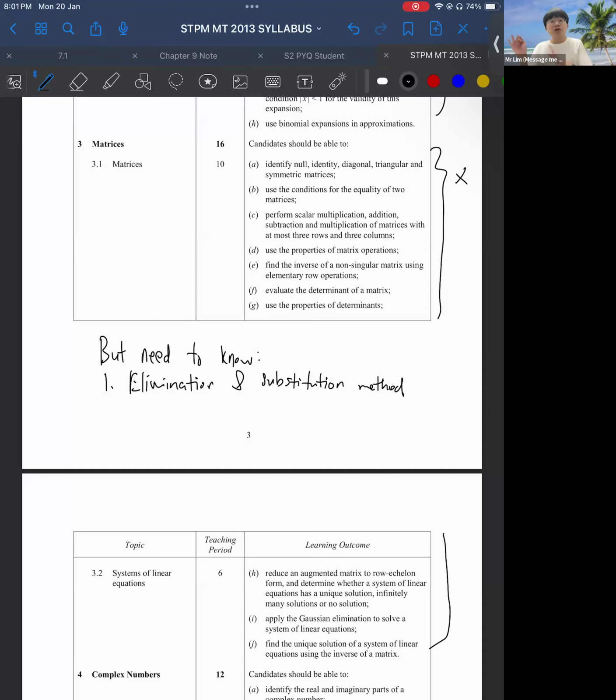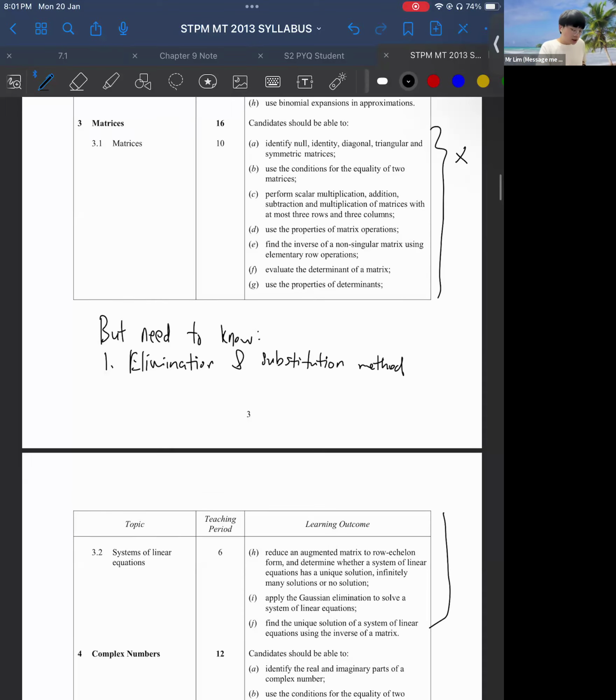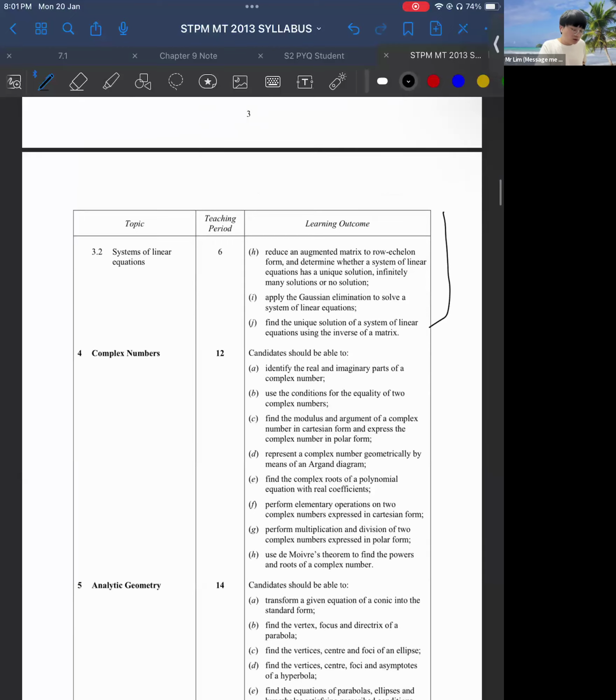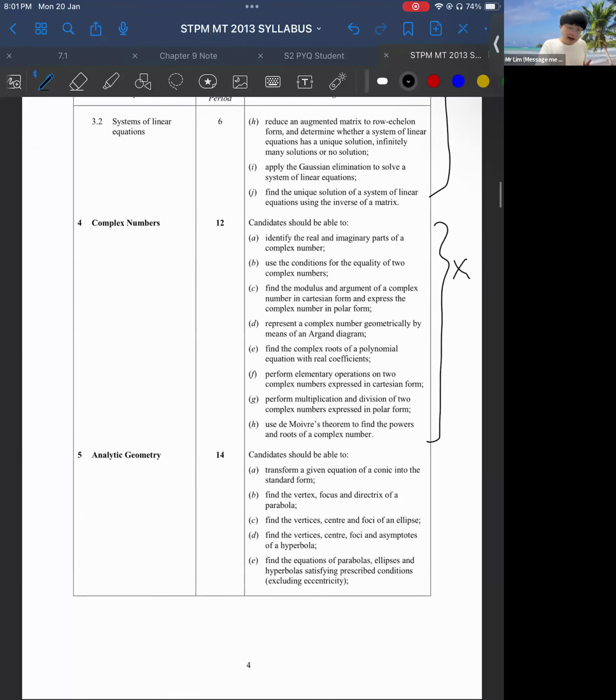No need to use a matrix to solve a system. But basic elimination and substitution, yes. Okay, it is still in the solving equation part. So that's for chapter 3. Chapter 4, no need also. Chapter 5, yes.